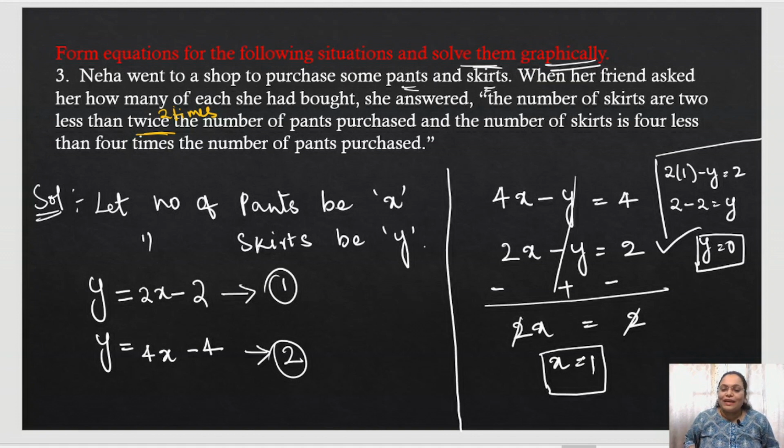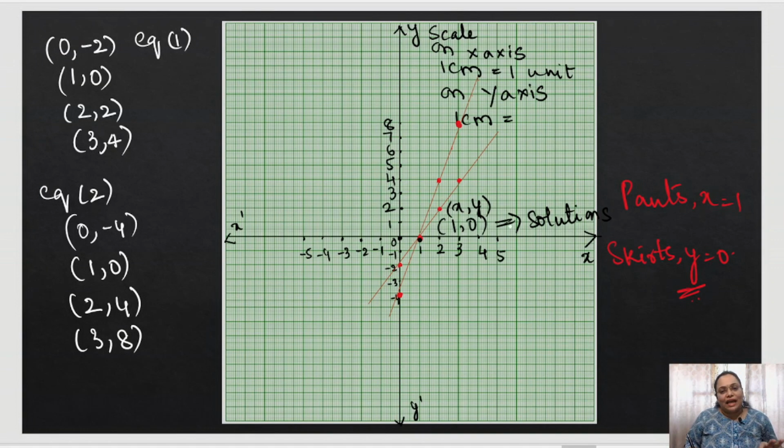So this is what we have proved in the graph. Right? This is what we have got in the graph. x is equal to 1 and y is equal to 0. Number of pants is equal to 1 and she did not buy any skirts. Okay. So this is how you can solve it if they ask for 2 marks. If they ask you to solve graphically, you need to plot a graph and then solve it. Okay, clear?